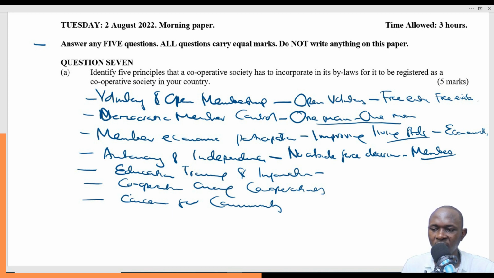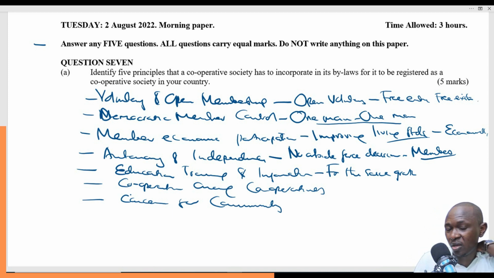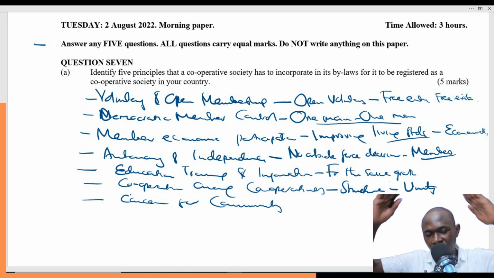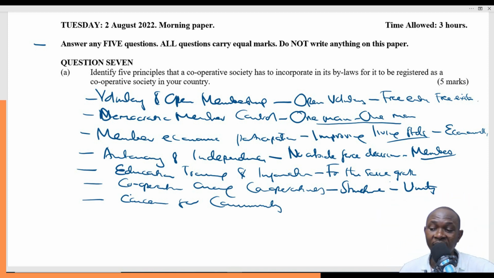Education, training and information. This is for the sake of growth and awareness. Societies put a lot of emphasis on growth through awareness. So this is basically a platform to enable the members to be knowledgeable and to get skills on how they can move to another level. Then cooperation among cooperatives. Societies have a structure all the way from national to regional, going all the way down to the lowest level. Societies believe in the power of unity. So those structures enable all societies to operate in an umbrella-like structure so that they can help each other.